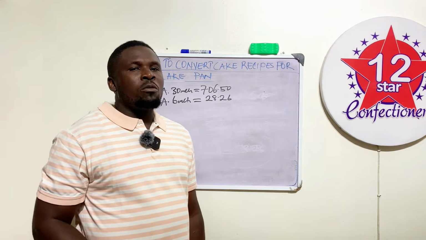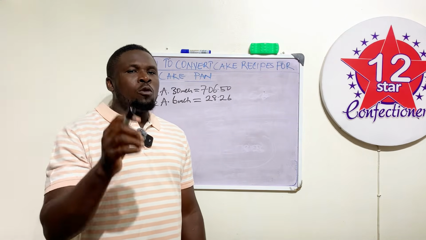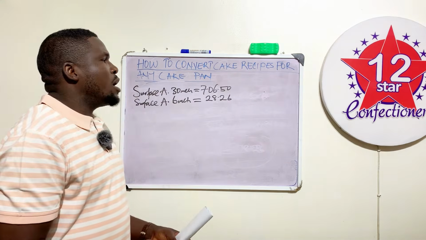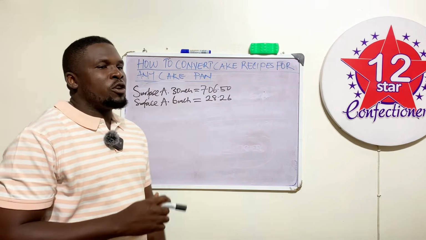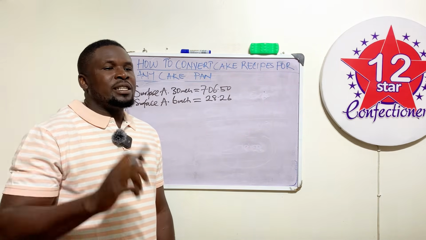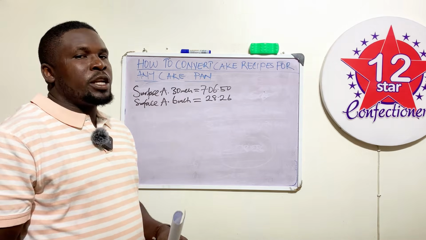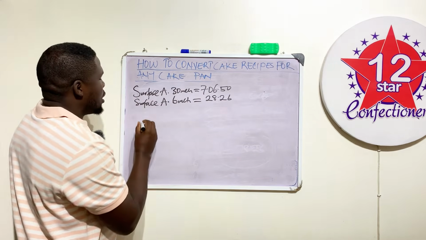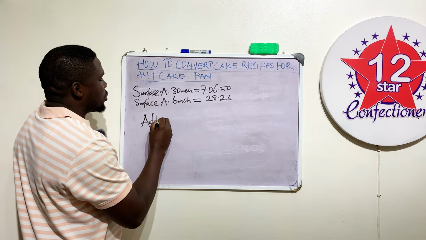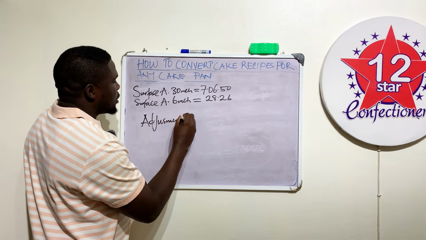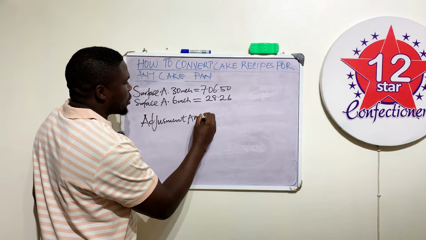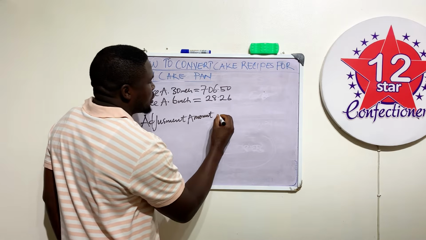These two factors that we've gotten, we are going to use to derive what we call the adjustment number. When we get this adjustment number, we are going to multiply it with the recipe of our 6 inches cake pan. So how to get the adjustment number? This is how to get it. Your adjustment amount is equal to what?